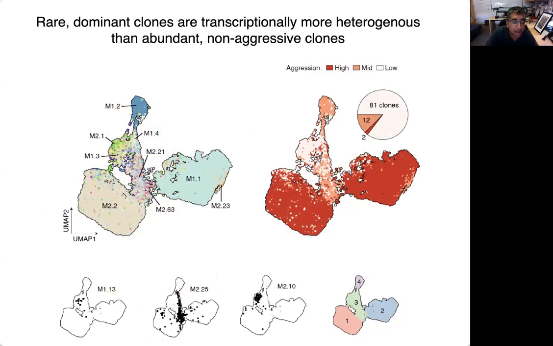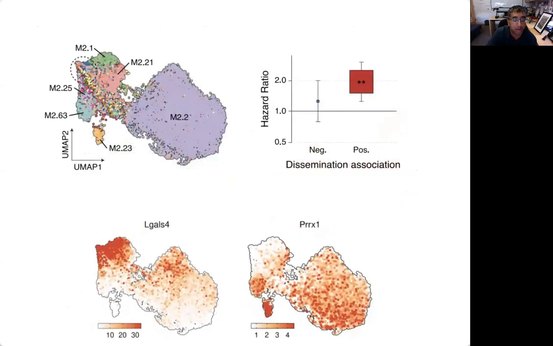Of note, we have done this in a second mouse that I alluded to at the beginning, and we do see a similar picture here, right, where we again have a dominant clone, this M2.2 in this case, that has this late hybrid state, and once again the highest hazard ratio in association with it, right?